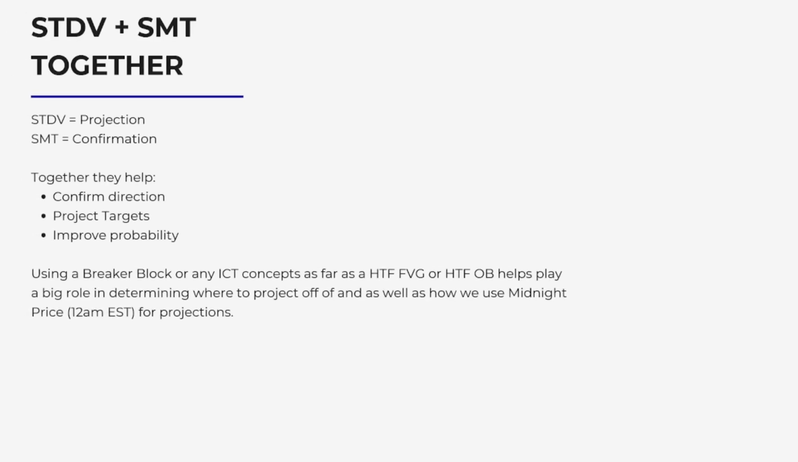So we're going to move a little bit forward with putting standard deviation and SMT together. Okay, remember that standard deviation is the projection and SMT is the confirmation for that projection. Together, they help confirm direction, project targets, and improve probability. We also use things like a breaker block or any ICT concepts, such as a higher time frame fair value gap or higher time frame order block, which play a big role in determining where to project off of, as well as how we use midnight price, which is 12 a.m. Eastern time for me, for our projections.